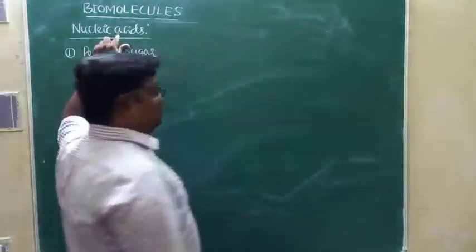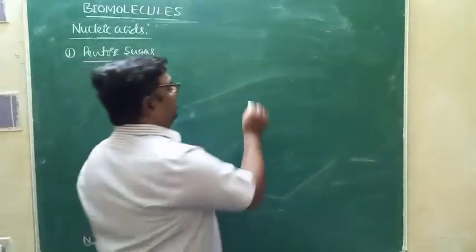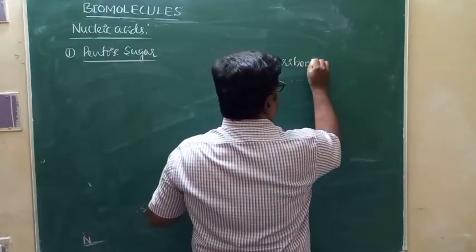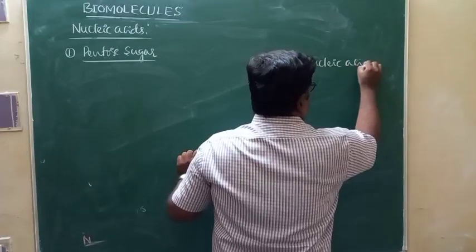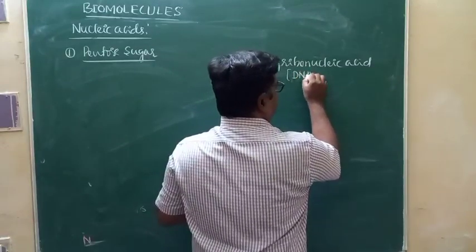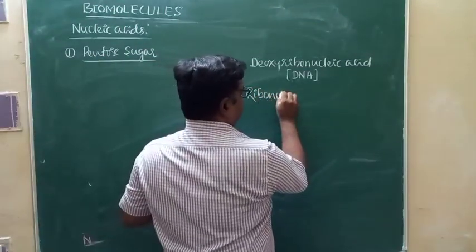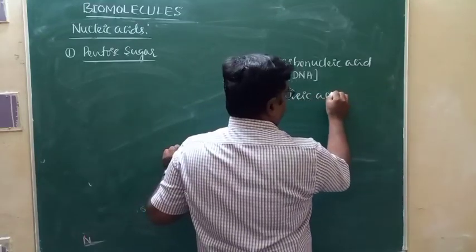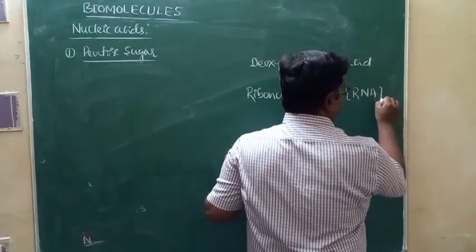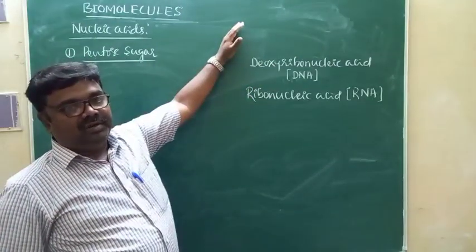And there are two types of nucleic acids that we come across. There are two types of nucleic acids present in the nucleus of the cell. One is what we call deoxyribonucleic acid. It is abbreviated as DNA. The second nucleic acid is what we call ribonucleic acid, and it is abbreviated as RNA. These are the two types of nucleic acids that we come across in the nucleus of the cell.